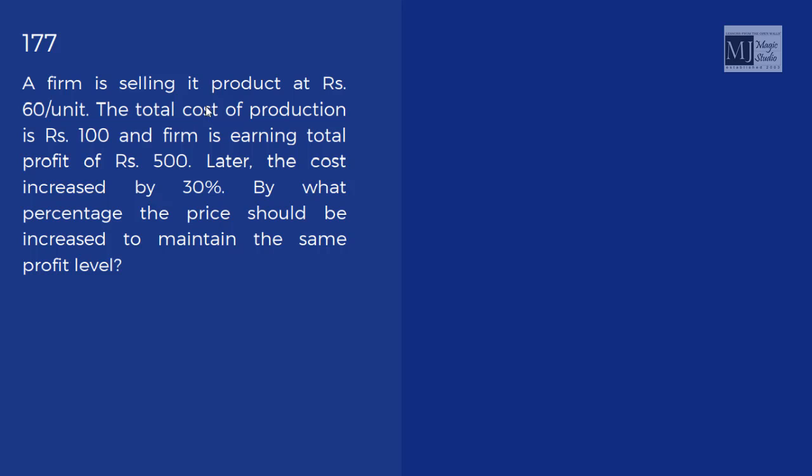A firm is selling its product at rupees 60 per unit. The total cost of production is 100 and the firm is earning a total profit of rupees 500. We know that cost plus profit is selling price. So the current selling revenue is 600. Later the cost increased by 30%. That means the new cost is 130.